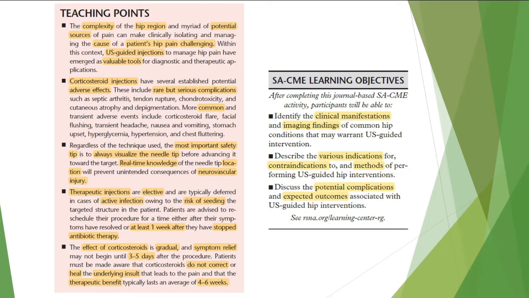In fact, we'll talk a bit about the corticoid flare, that is an ironic effect where you have pain because of the injection of corticoids. So anyway, there's a paradoxical effect there. But the thing is that, usually this effect lasts for an average of 4 to 6 weeks, which is the benefit of using some of the specific corticoid agents that, as I mentioned, we'll talk about later. So we'll talk about the clinical and imaging findings of common hip conditions, describing various indications and contraindications and methods of performing ultrasound-guided hip interventions, discussing potential complications and expected outcomes with these procedures.